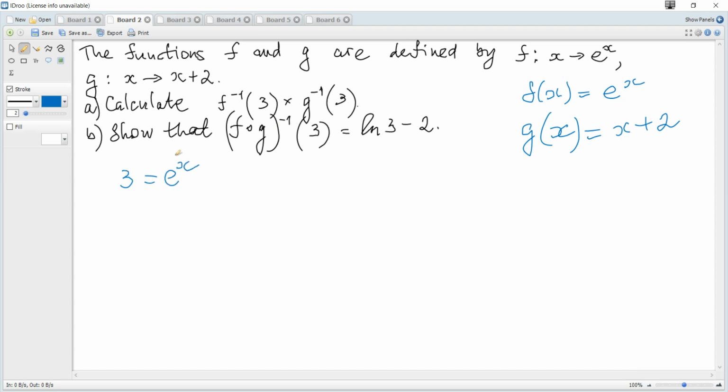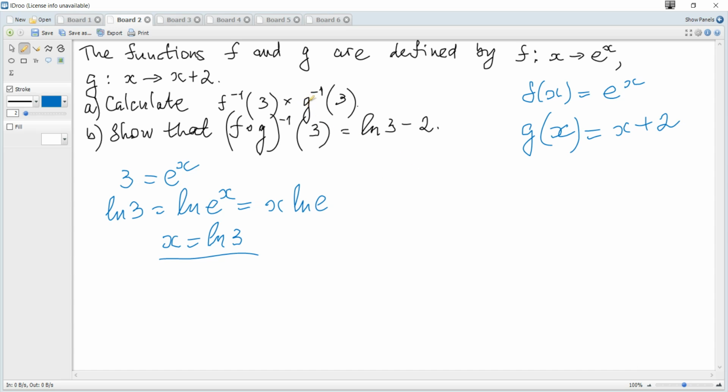And we get 3 is e to the power of x, apply ln, and it becomes ln 3 is ln of e to the power of x, which is x ln e. Ln e is 1, it's a property of ln, so x is ln 3.